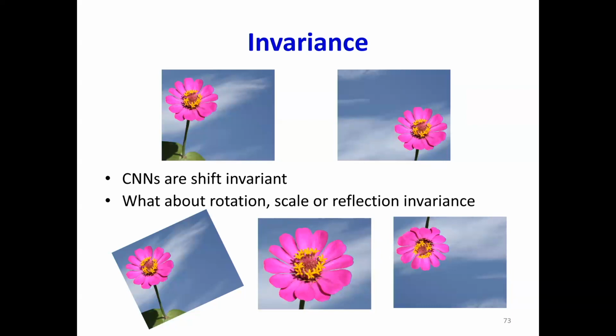So suppose I only want to give it pictures of upright flowers, and yet I wanted to be able to find flowers which are at 45 degrees. What can I do? I don't have those in the training data, yeah.